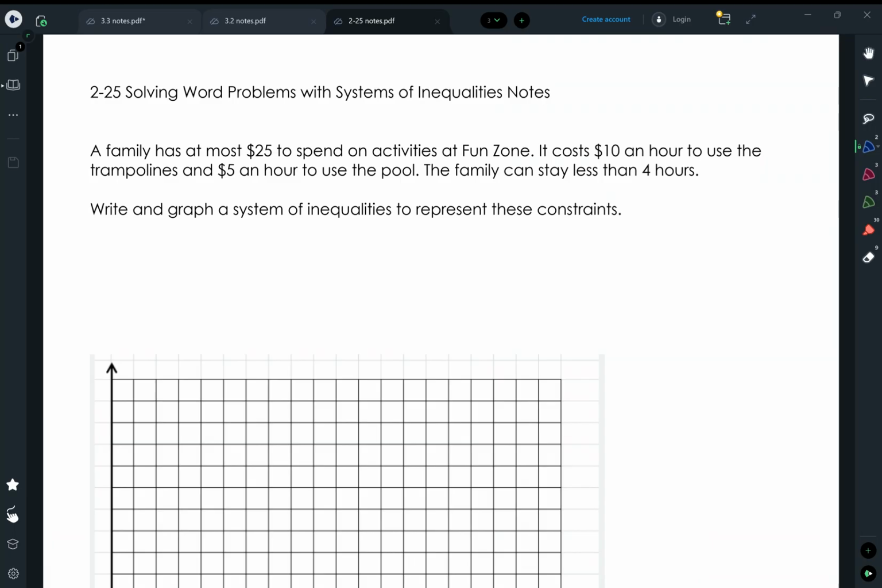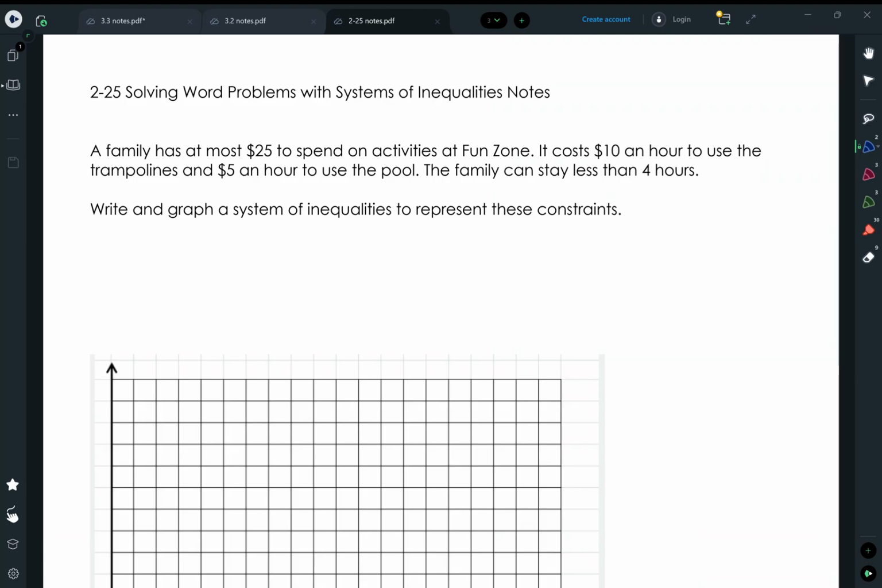A family has at most $25 to spend on activities at Fun Zone. It costs $10 an hour to use the trampolines and $5 an hour to use the pool. The family can stay less than 4 hours. So we want to write and graph a system of inequalities to represent these constraints.